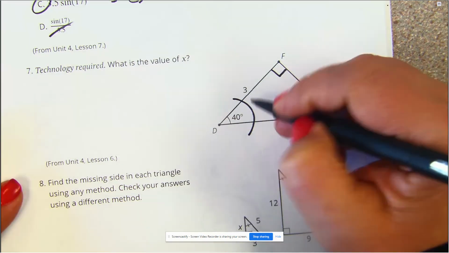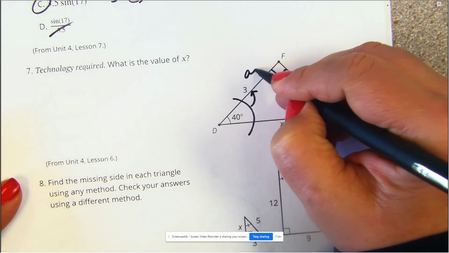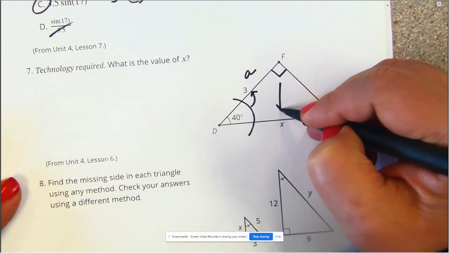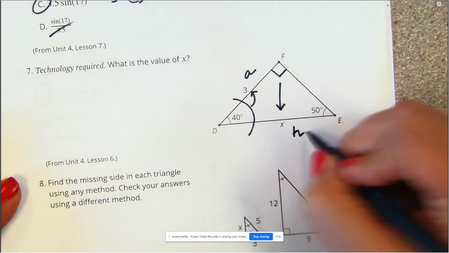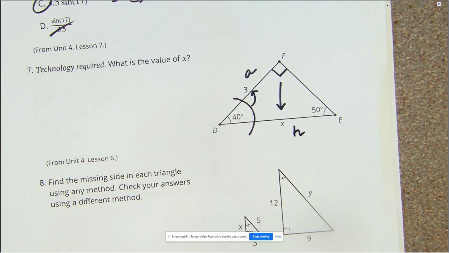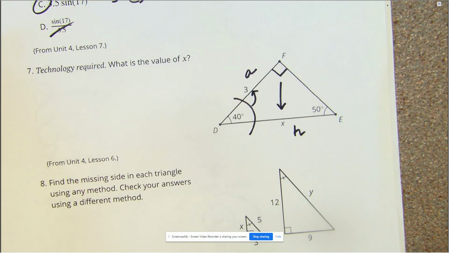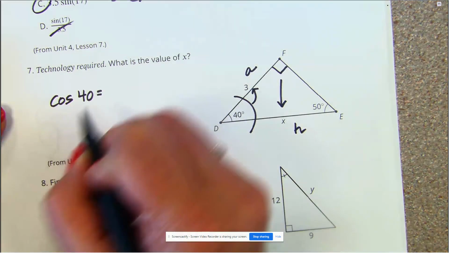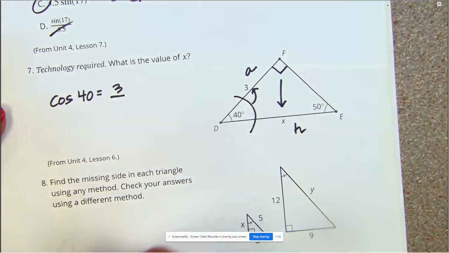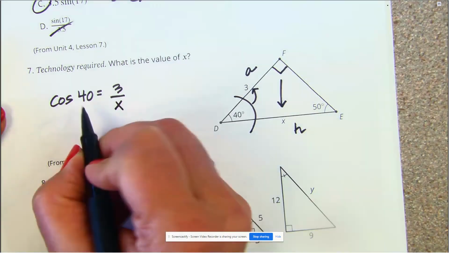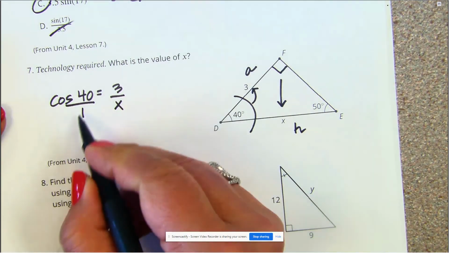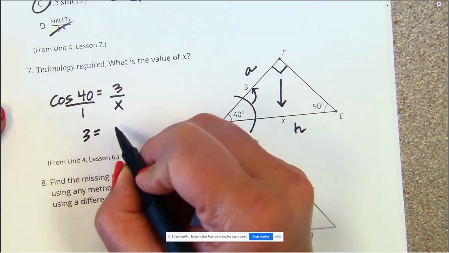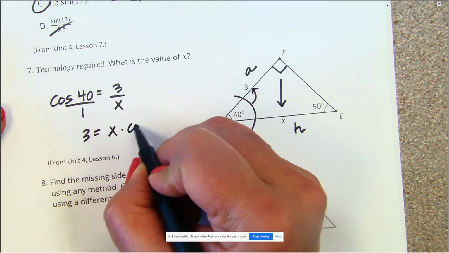So what do I have? I have this side, which is the adjacent, and I have that they want me to find, which is the hypotenuse. Which trig ratio uses adjacent and hypotenuse? Cos. The cosine of 40 is adjacent, which is 3, over, I don't know. Put a 1 under this. So now we have 3 equals x times the cosine of 40.